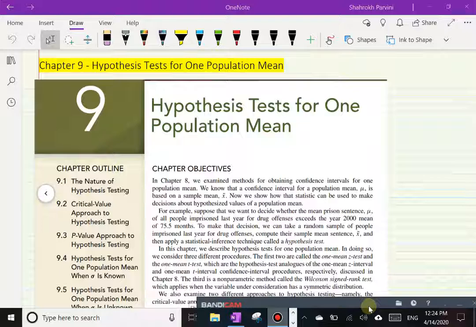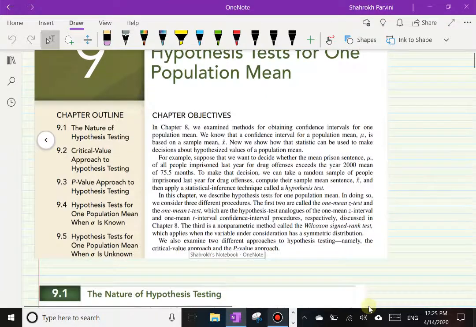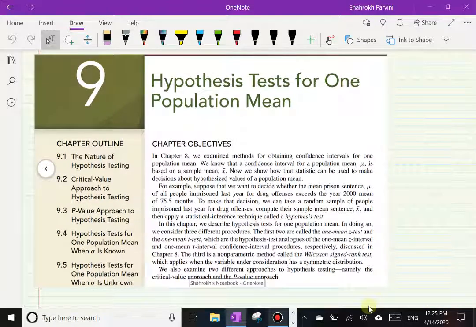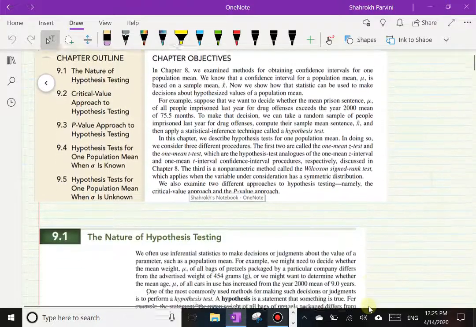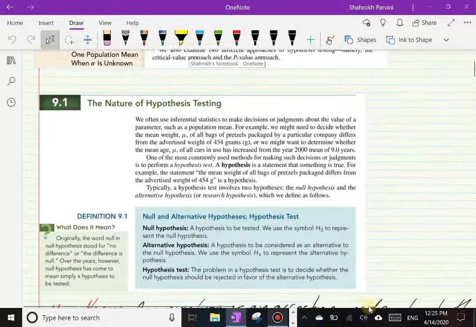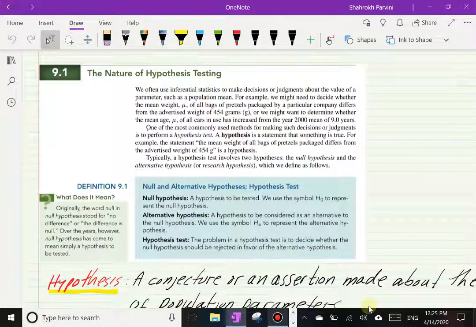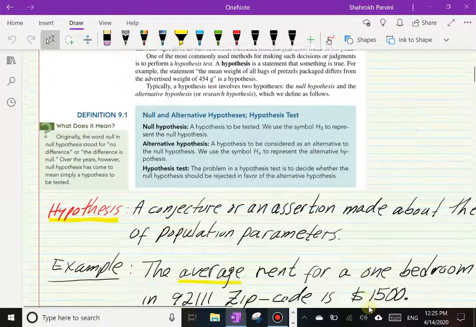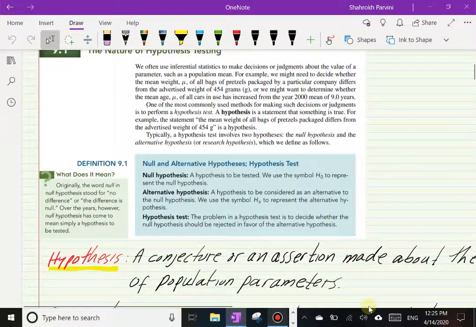So with that said, let's proceed with the idea of hypothesis testing. In chapter 9, we're going to cover 5 sections. There are 8 sections in chapter 9, but we only cover 5 of them. Section 1 deals with the nature of hypothesis testing, and that's what we're doing this time in section 9.1. Now, let me begin by stating what a hypothesis actually is.